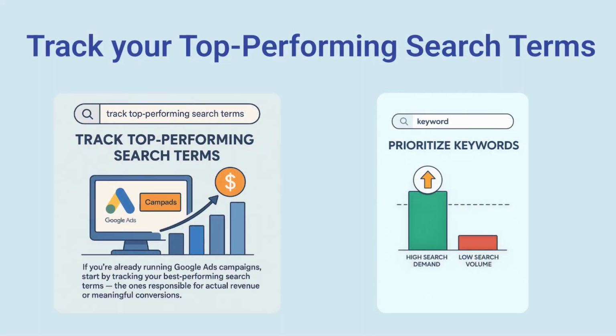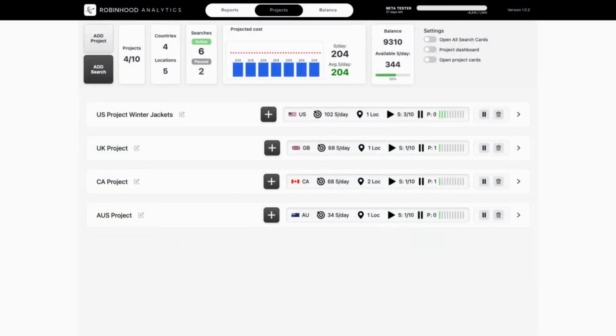If you're already running Google Ads campaigns, start by tracking your best performing search terms, the ones that are responsible for actual revenue or meaningful conversions. Prioritize keywords with substantial search demand rather than long-tail, ultra-specific variations with very low volume. This approach allows you to measure the competitive landscape where it matters most, in the queries that drive the majority of your performance.